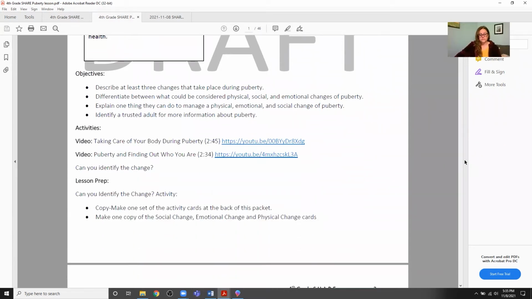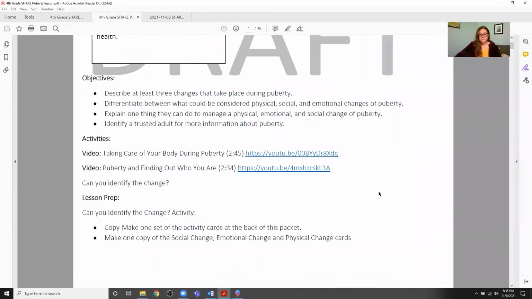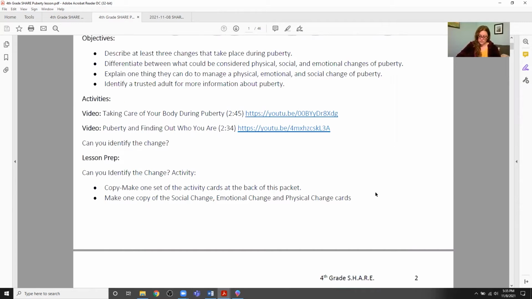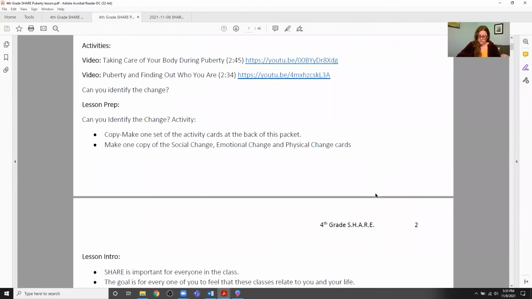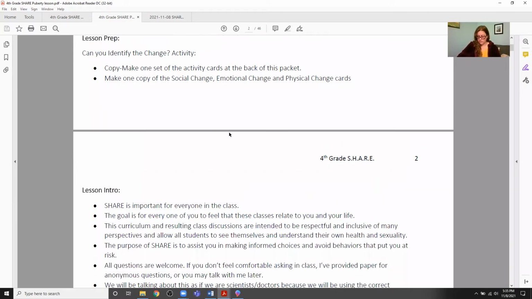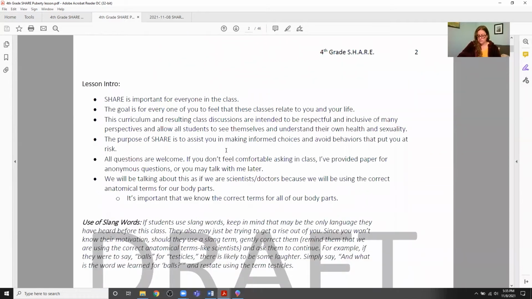So scrolling down, there we go. We had the activities, the 2 videos, taking care of your body during puberty and finding out who you are. And the activity is, can you identify the change? And the lesson prep is just teacher background, what to do ahead of time. Lesson intro is the same, it's consistent, but I will go over it tonight again.